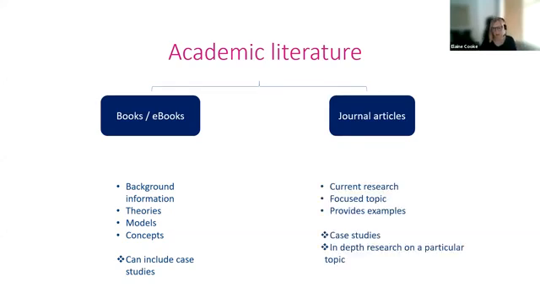And as we said, journal articles, a lot more current. So journal articles or magazine articles often coming out monthly. So you might find information reaches the journal articles before it reaches the book. So very current, focused topics, again, provides examples, case studies, and in-depth research on particular topics. So books are perhaps a good starting point if you're just initially exploring a research area.